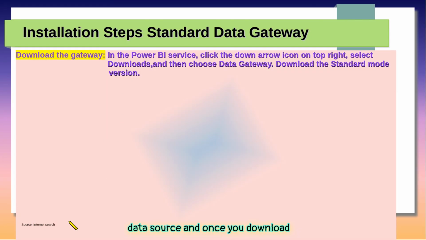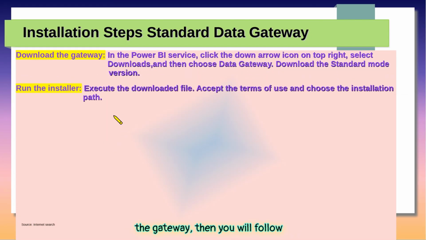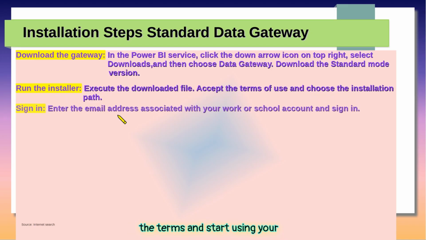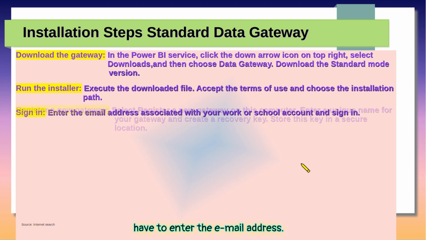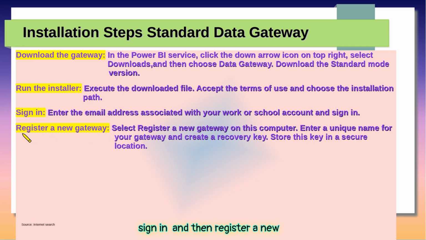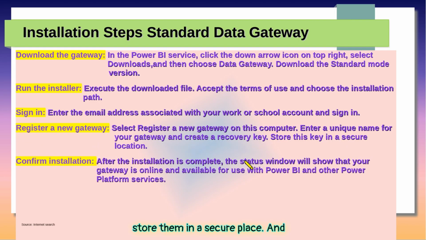Once you download the gateway, you will follow the prompts. You will click on the executable file, accept the terms, and use the window prompts to install the application. Once you do that, you have to enter the email address and sign in, and then register a new gateway on whatever computer you're installing it on, and you have your recovery keys and all. You have to store them in a secure place, and once you install, you have to confirm the installation.